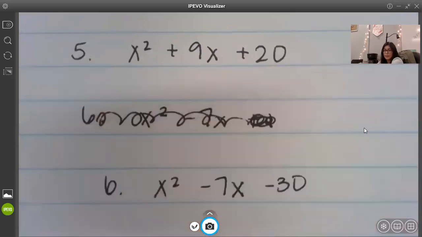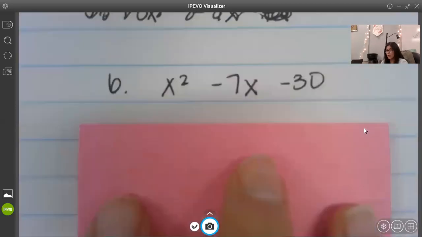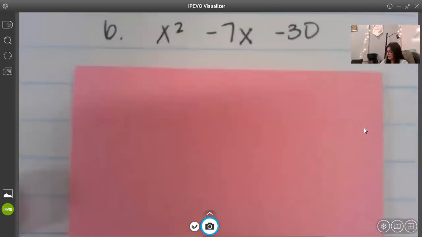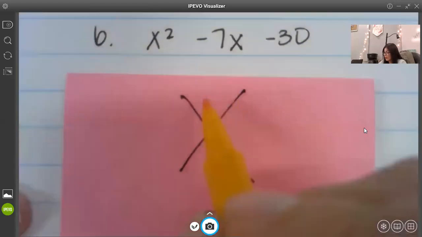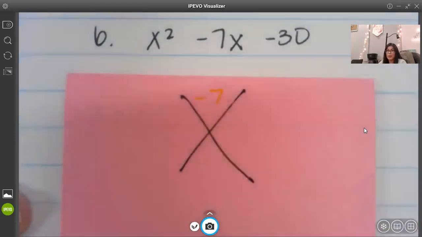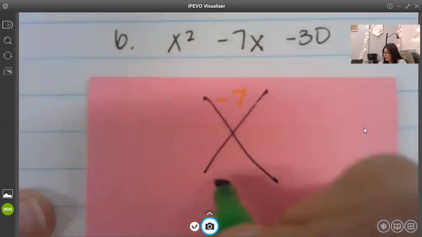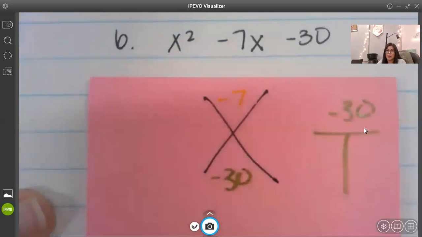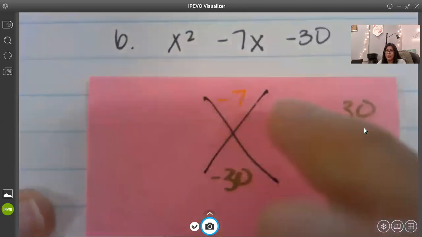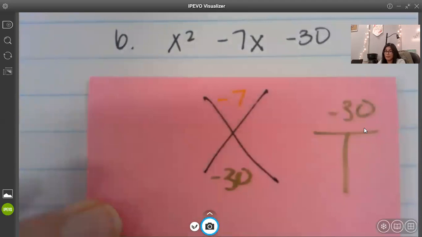Number 6. Again, draw the big X. What goes at the top of the big X? The one with the X, the squiggly, -7. What goes at the bottom without X? -30. Pause the video, make a list of factors. Now add the numbers, and the one that gives you -7, those are your factors. So tell me the answer for number 6.